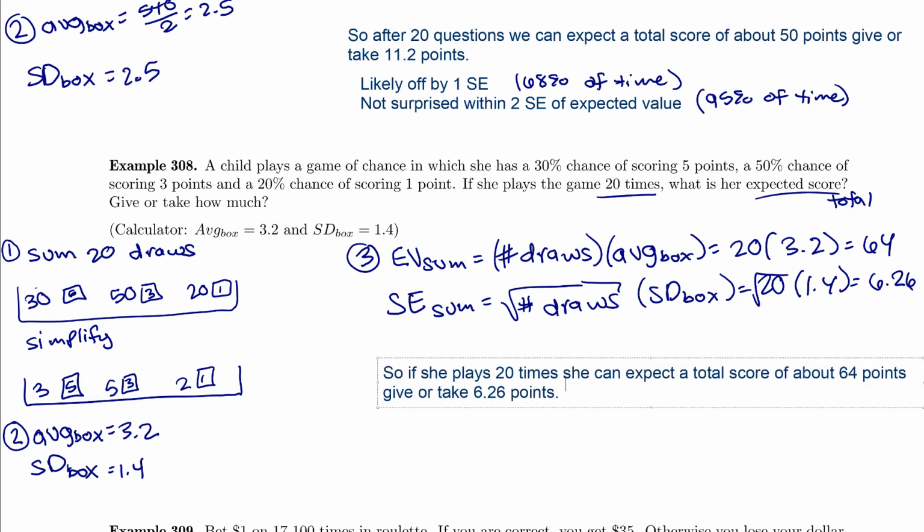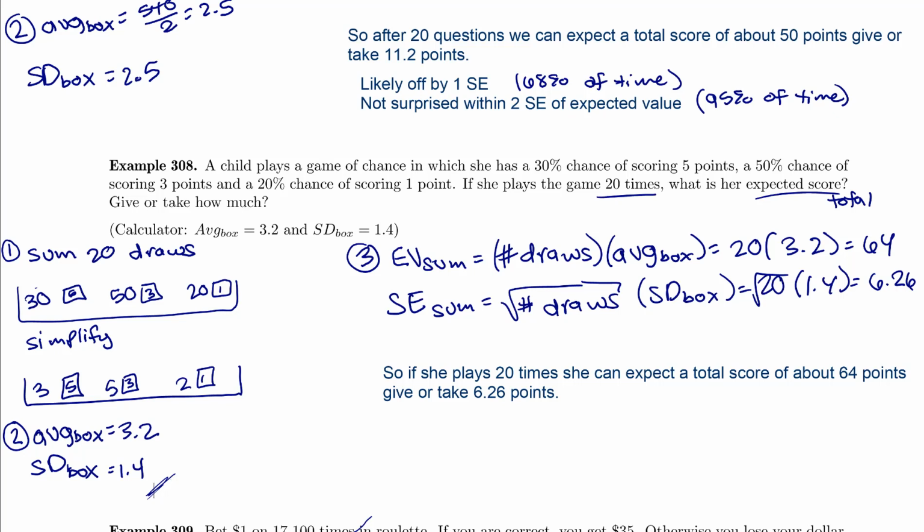So if she plays 20 times, she can expect a total score of about 64 points, give or take 6.26 points. Now, I just want to point out that over here, the average and standard deviation in the box is my average and standard deviation of the possible outcomes when I play one time. Then I do all this work for the sum to figure out what happens when I play 20 times.